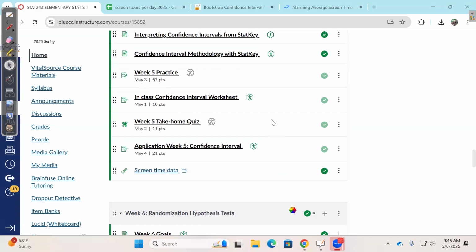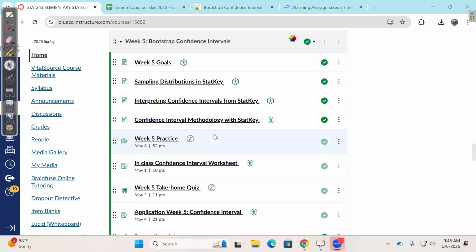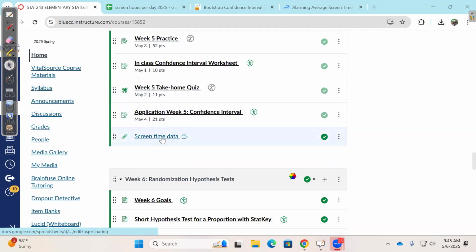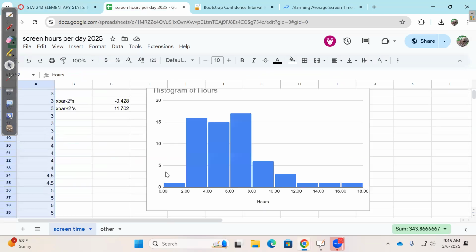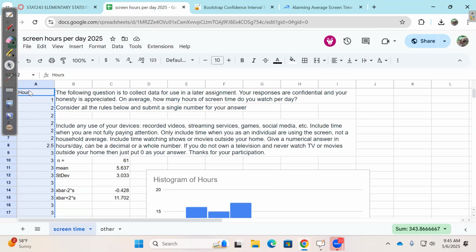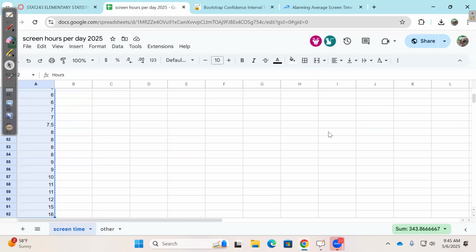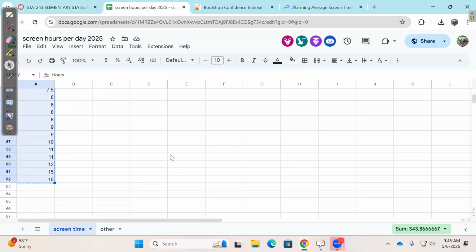So from the course homepage in week 5, there's a screen time data link, and that will take you to this spreadsheet right here. What we want to do here is copy the column of numbers, but not the whole column. So I just want to go to the bottom. The last one's in row 62. I want to copy those.